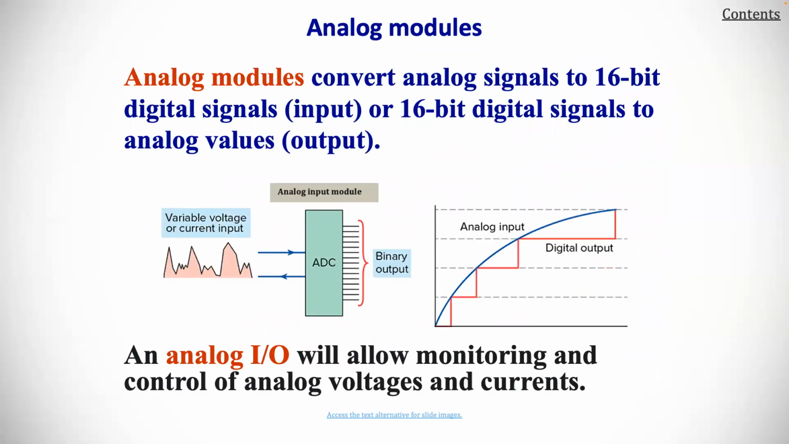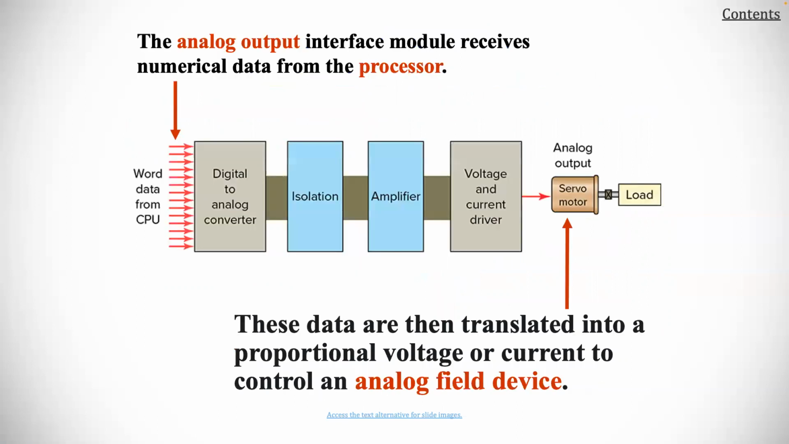For analog modules, you can have a conversion where the analog signal is transitioned to a 16-bit digital signal input, or a 16-bit digital signal is translated to an analog output. So you either have an analog to digital conversion or a digital to analog conversion. An analog I/O will allow monitoring and control of analog voltages and currents.